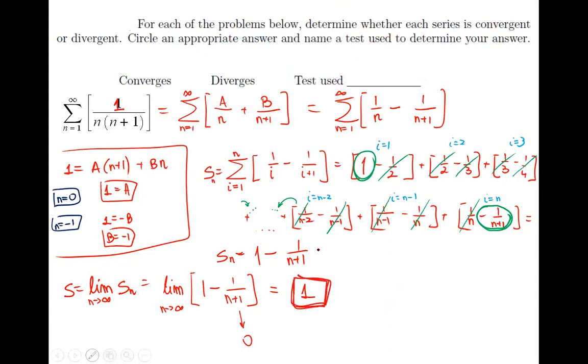Again, I don't have to find the sum, but I still have to determine whether the infinite series is convergent or divergent. That means it definitely converges to 1. Okay, and what do we use? The telescoping series.